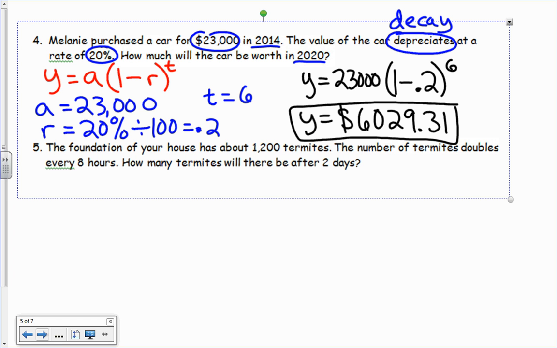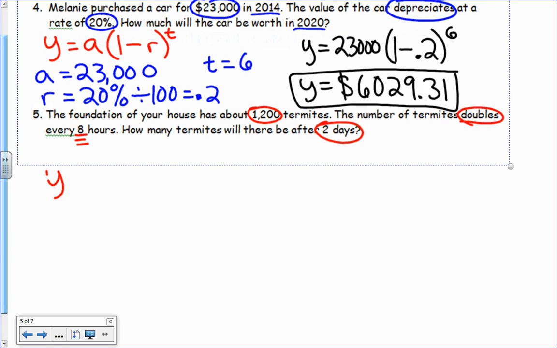The foundation of your house has about 1,200 termites. The number of termites doubles every 8 hours. How many termites will there be after 2 days? Again, it's another one with a lot of numbers. But what I do not see are percentages. So I know I'm using the basic exponential function. And since it doubles every 8 hours, I have to use the one with the fraction exponent. Y equals A times B to the power of x over t.